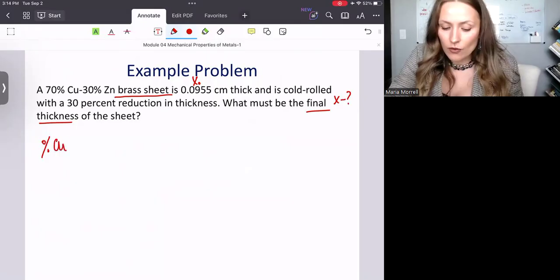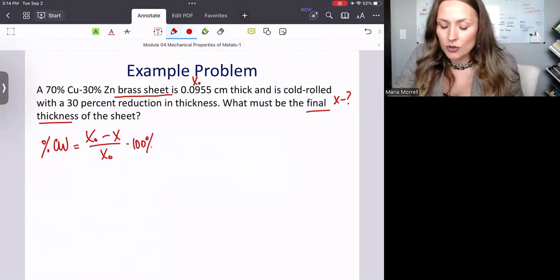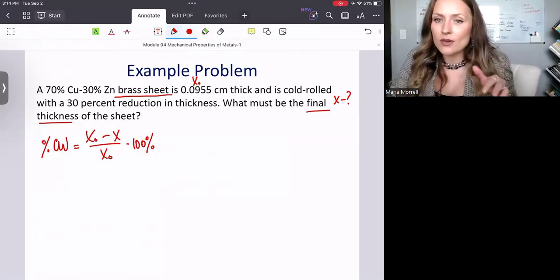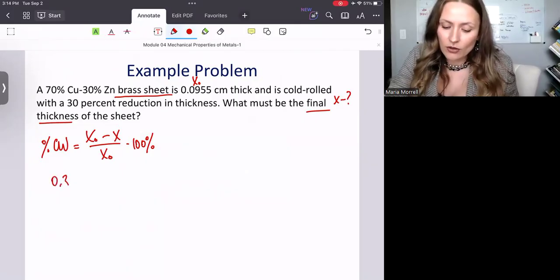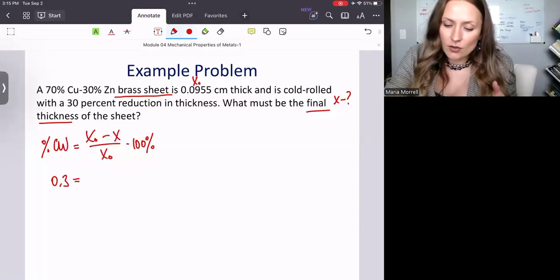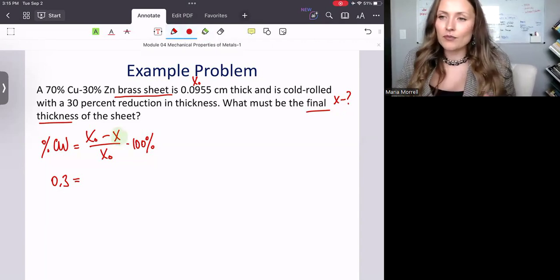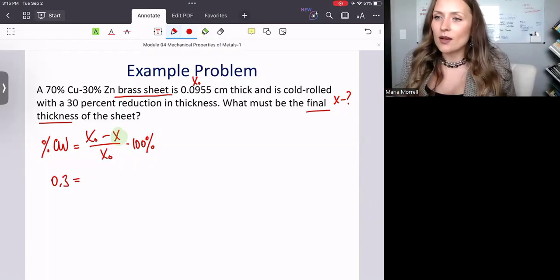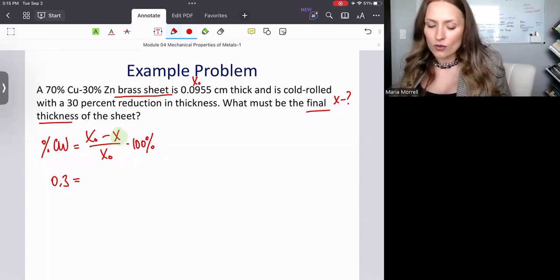Let me remind you of the equation. It was x naught minus x divided by x naught times 100%. I don't like carrying the percentage. So instead of putting 30% for the cold work, I'm just going to put 0.3 because it's going to make the math a bit easier. What I'm going to do is at first, solve the problem and find this x, the final thickness. First, I'm going to solve the problem using the equation, and then I will show you the shortcut because for certain problems, it is always easier to go with a shortcut.